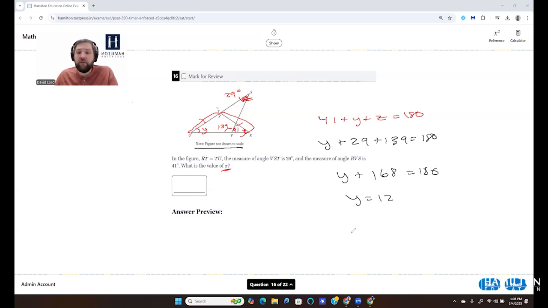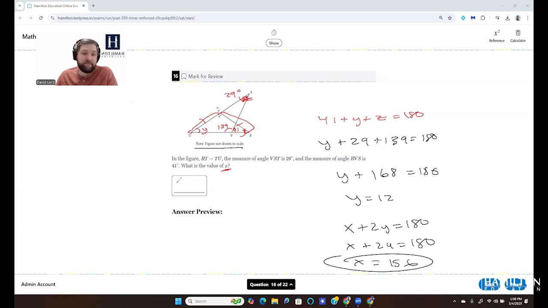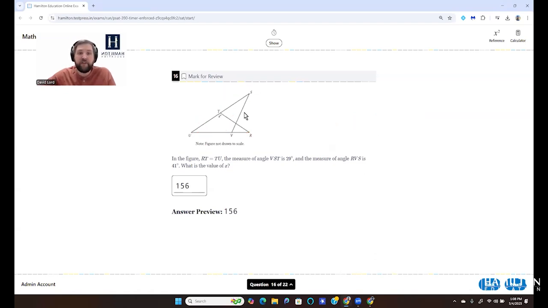From here, we can then do x plus 2y is equal to 180 because of the isosceles triangle rule. And so x plus 24 degrees is 180, and then x is equal to 156, which is the correct answer. All right, a little bit trickier on that diagram, but once again, remember your rules for the geometry: triangles, similar triangles, and isosceles triangles.